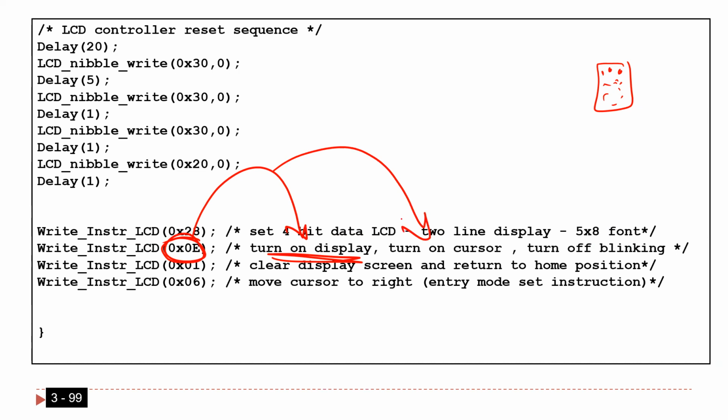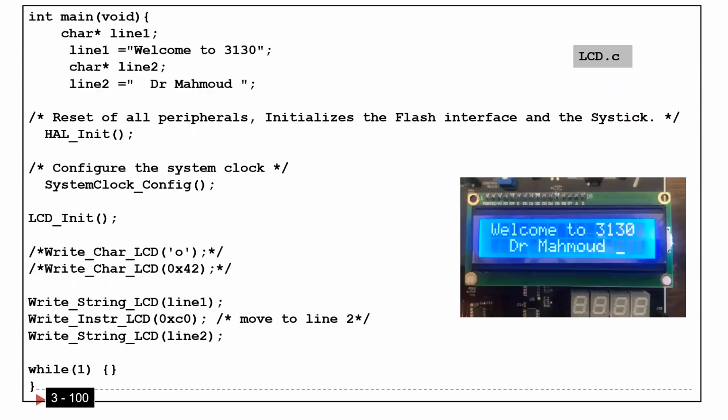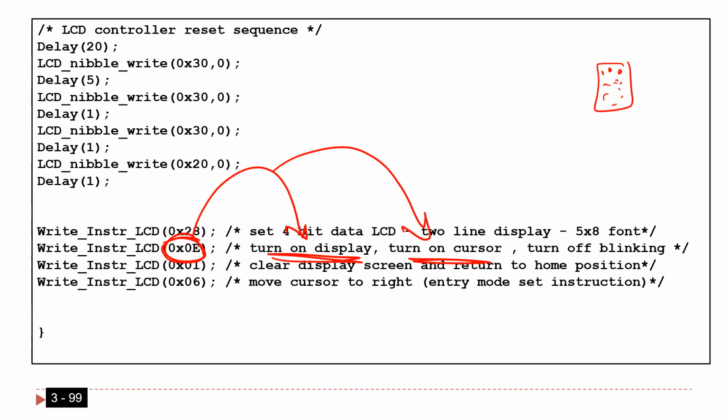Also, in the same command, you can turn the cursor on. As you see here, you can see a cursor. So there is a command: you can turn the cursor on, you can turn the cursor off. If the cursor is off, you cannot see the cursor. Also, the next one here: turn blinking off.